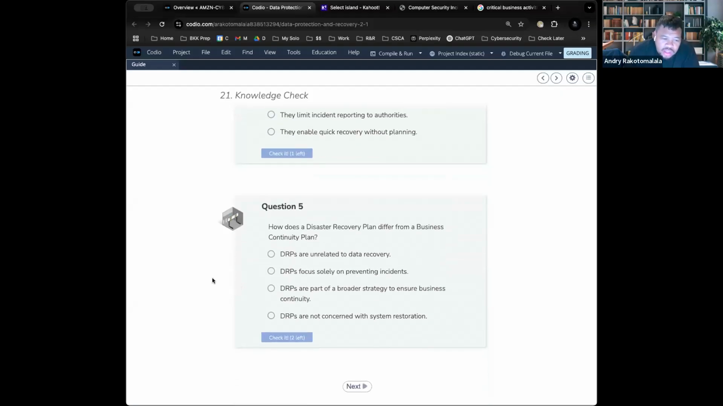All right. And the last one, 5. How does a disaster recovery plan differ from the BCP? I mentioned this very briefly. A, B, C, or D? Okay. A lot of people are saying C. So yes, disaster recovery is a broader strategy, but technically the business continuity feeds the disaster recovery. Now, that goes a bit more into specifics. I'll talk about that in our first class.